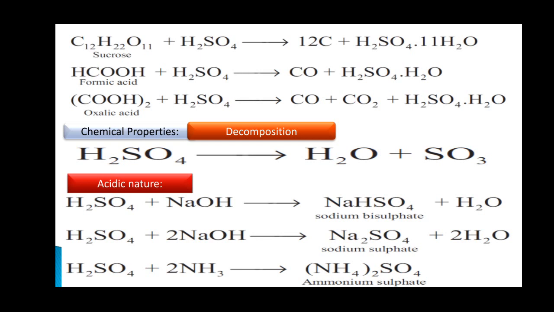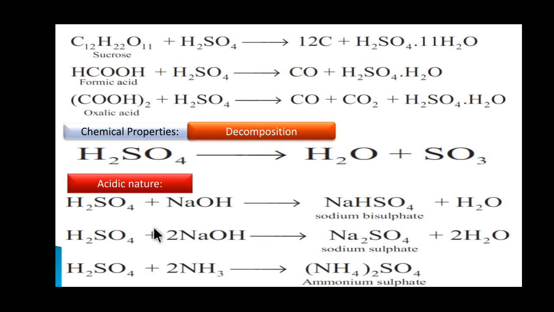Hence it forms 2 types of salts, namely sulfates and bisulfates. The concept is: when sulfuric acid reacts with a strong base it gives a neutral salt. On the other hand, when sulfuric acid reacts with a weak base, then it produces a salt that is acidic in nature.